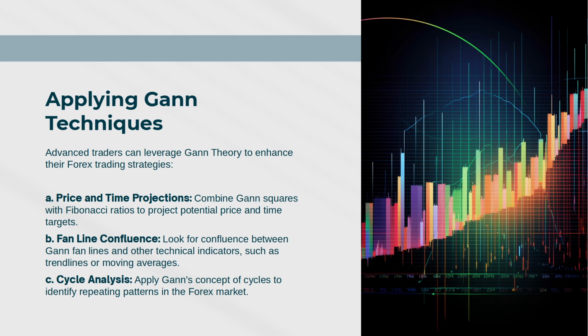Applying Gann techniques. Advanced traders can leverage Gann theory to enhance their Forex trading strategies. Price and time projections. Combine Gann squares with Fibonacci ratios to project potential price and time targets. Fan line confluence. Look for confluence between Gann fan lines and other technical indicators such as trend lines or moving averages. Cycle analysis. Apply Gann's concept of cycles to identify repeating patterns in the Forex market.